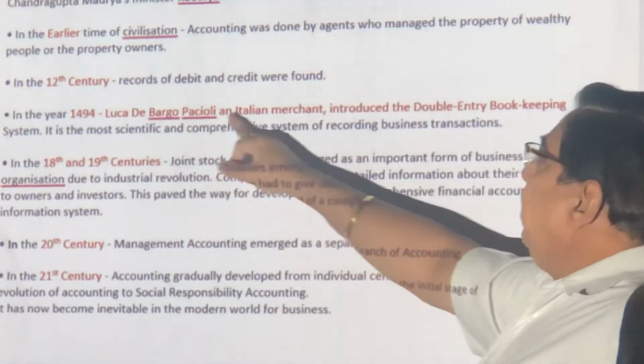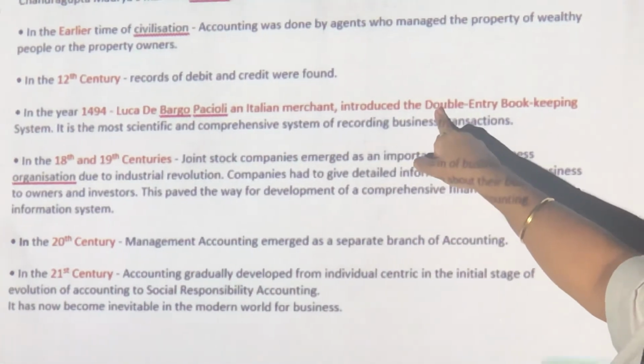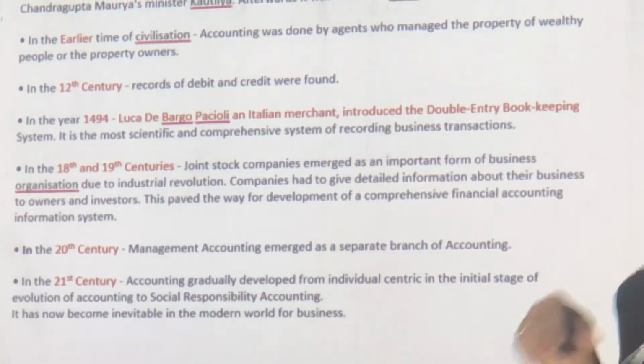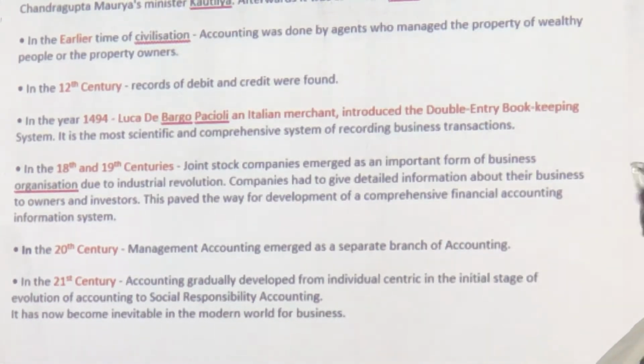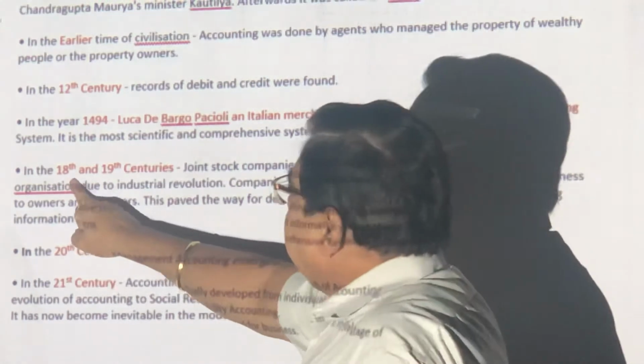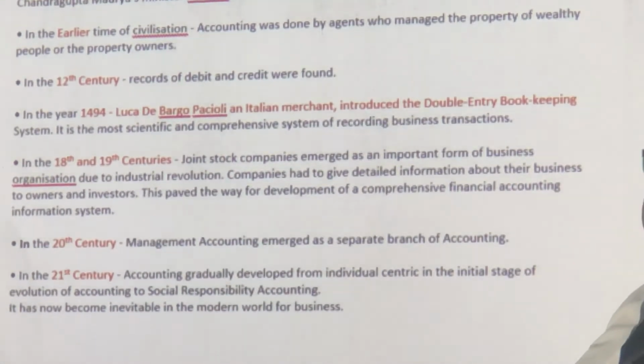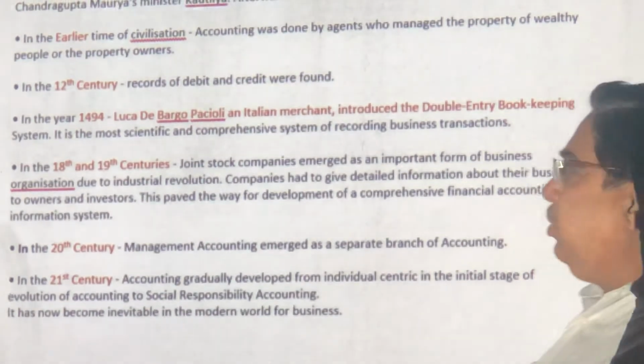In 1494, Pacioli, an Italian merchant, started what you are studying today, double entry bookkeeping. One side comes, one side gives. Don't mix both. In the 18th and 19th century, you know my friends, the industrial revolution started in England, then France, and then Germany, America, and Japan.